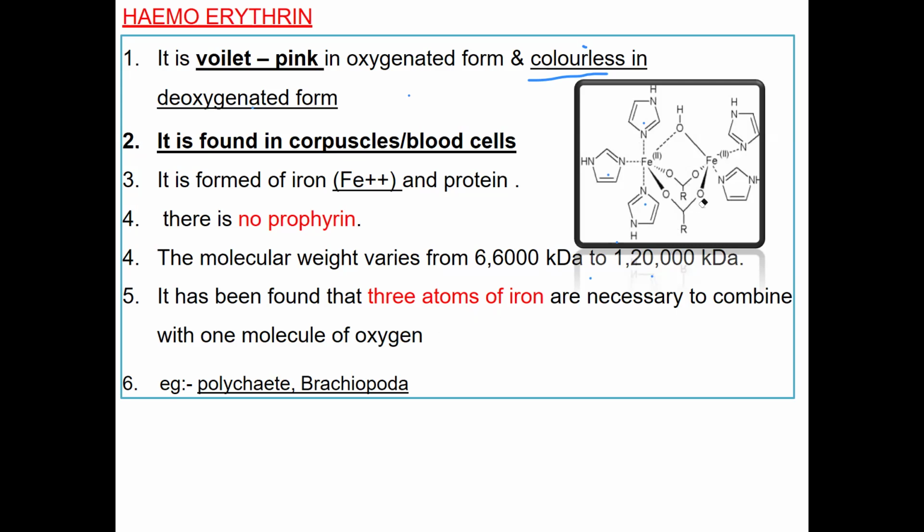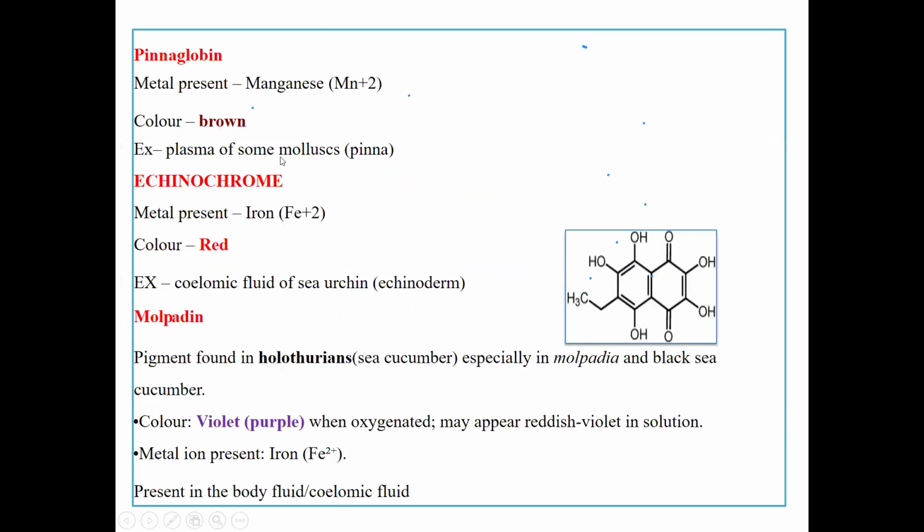Okay, but here, what is different about this is that it requires three molecules of hemerythrin, or three iron molecules of hemerythrin, to combine with a single oxygen. Examples: some polychaetes and brachiopods. Examples are important. And then pinnaglobin.